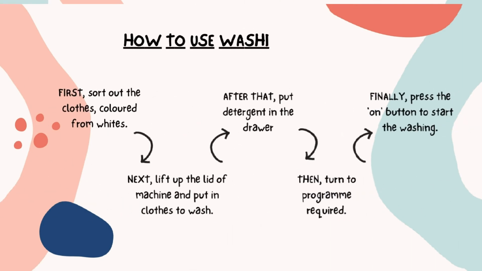This is an example of how to use sequence connectors. How to use a washing machine. First, sort out the clothes colored from white. Next, lift up the lid of the machine and put in clothes to wash. After that, put detergent in the drawer. Then, turn to the program required. Finally, press the on button to start the washing. There you have it. Sequence connectors in order.